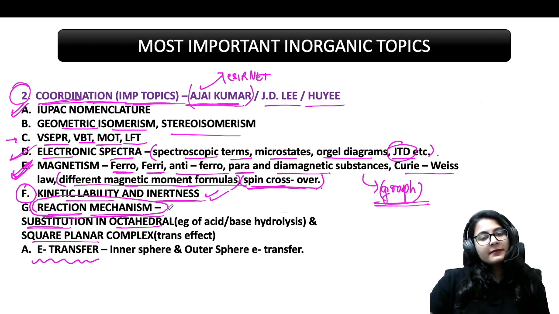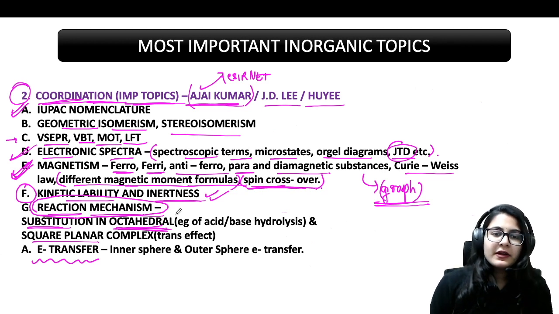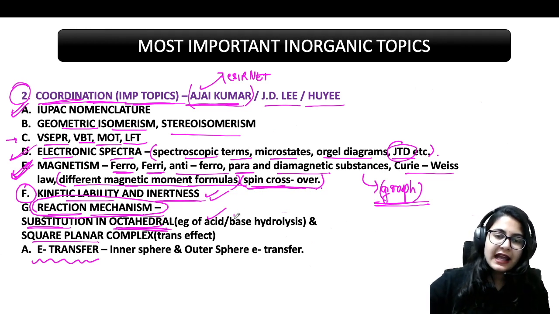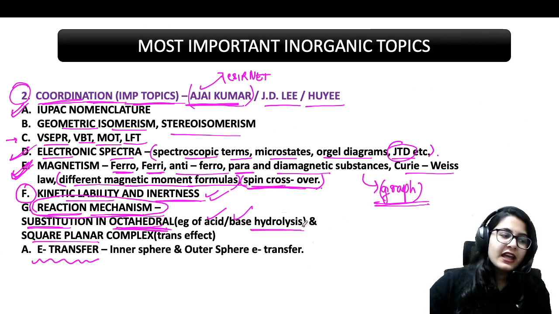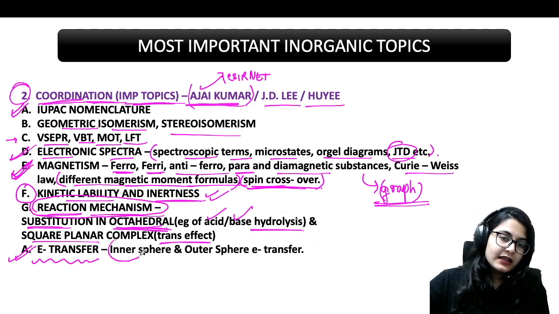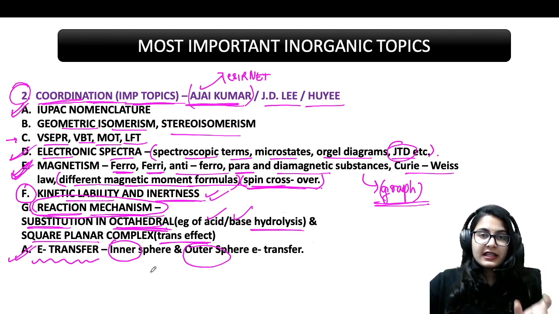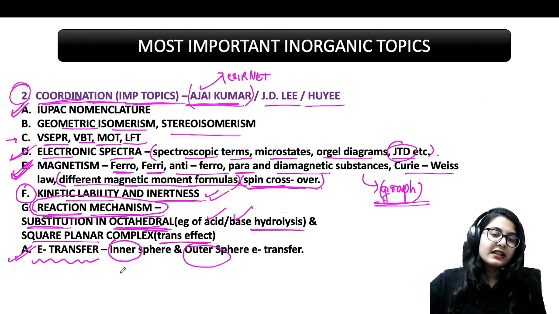Under the reaction mechanism, octahedral complexes, most of the reactions are dissociation type. That is, most of the examples will be of your acid and base hydrolysis reactions. ठीक है? And you just have to understand their rate laws. Okay. Then square planar complex में आता है trans effect. सबसे ज़्यादा important है. Just remember the trans effect series. And then electron transfer process में आता है inner sphere and outer sphere electron transfer. अब इन दोनों में क्या चाहिए, right? What are the important points and what differentiates these two, that you have to remember.